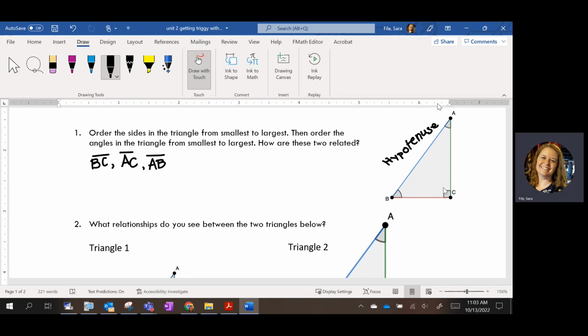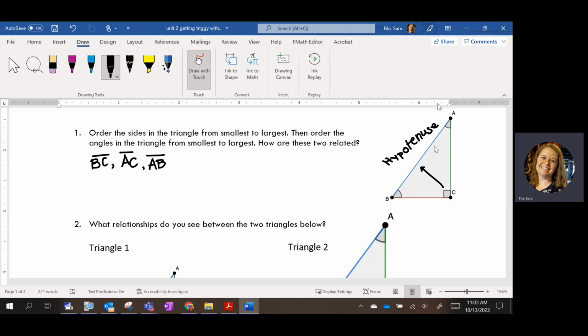So across from the 90-degree angle is the hypotenuse. Anytime you have a right triangle, the hypotenuse will be the longest side. Okay. What about the angles? How do you think angle C, the right angle, compares to the other two angles? It is 90 degrees, but what did somebody else say? It's the largest. Okay, it's definitely going to be bigger than the other two because it's 90.